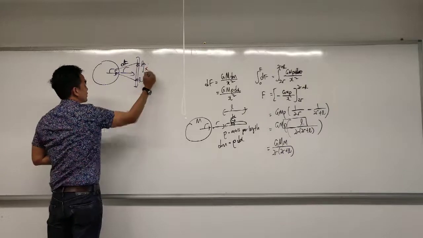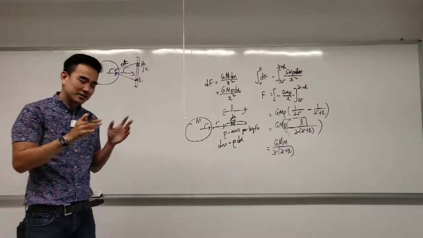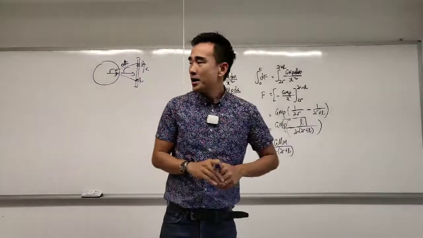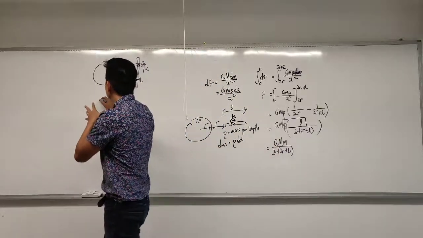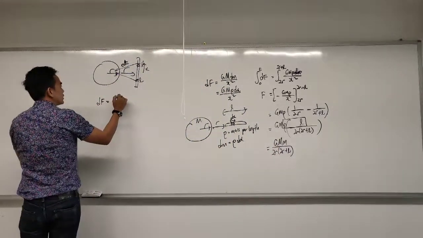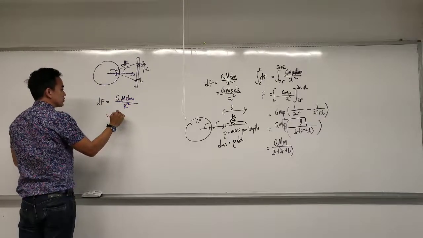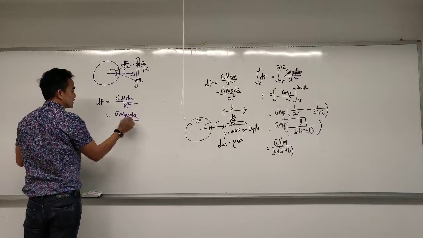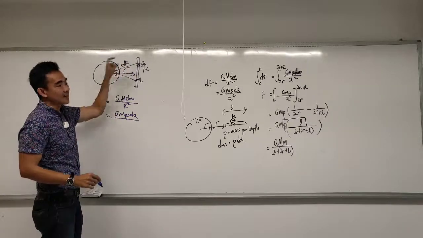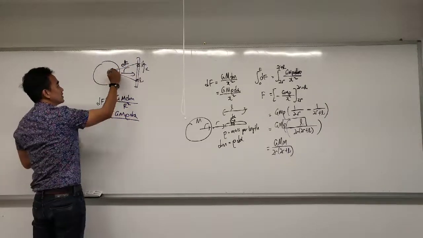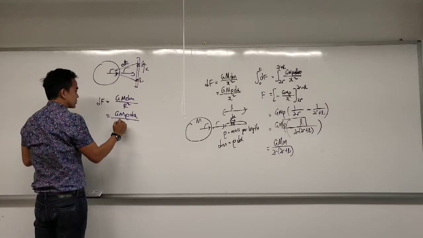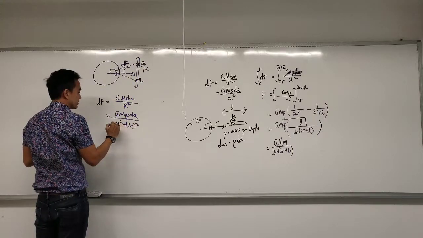Let's call this x. It's a little weird that we call this x, but let's go with it. So what we have over here is that the dF expression is GM dm divided by r squared, which is actually equal to GM rho dx, where dx is a small distance over here, divided by this distance squared, which is x squared plus 2r squared. That's it.